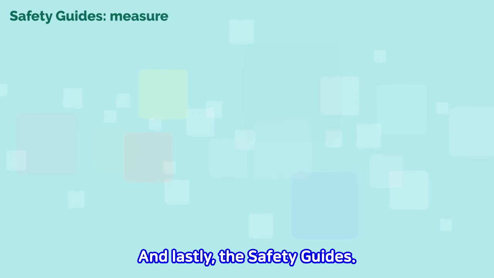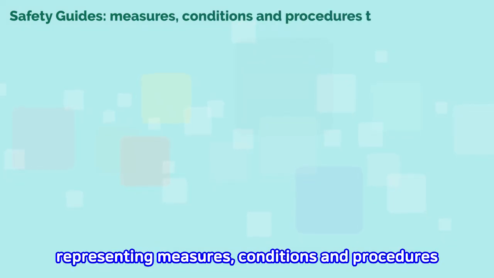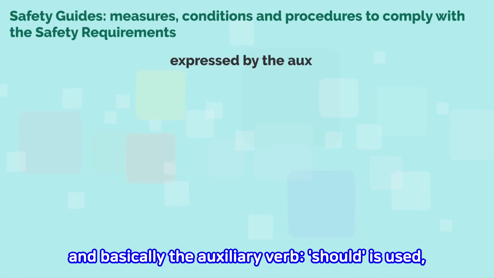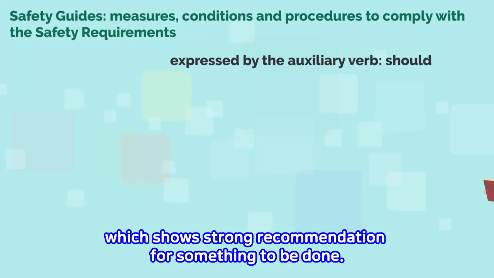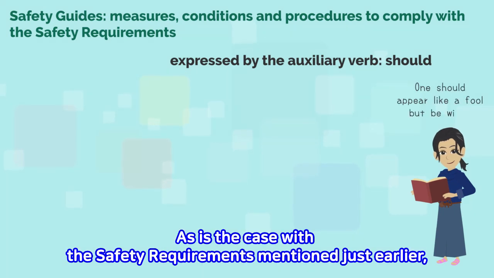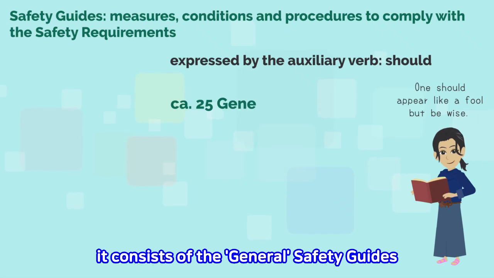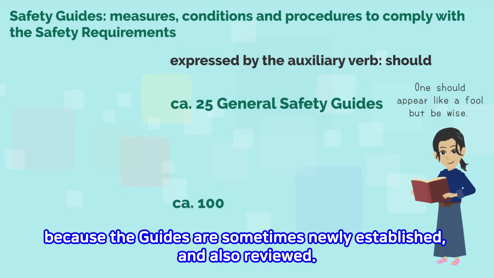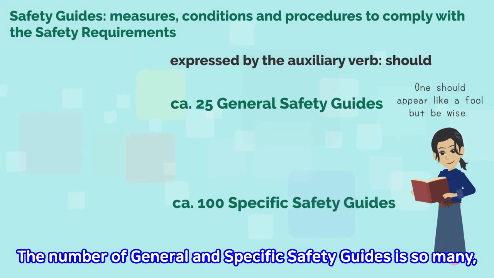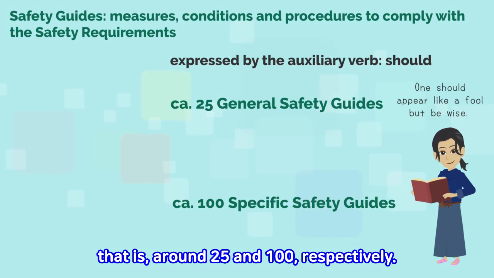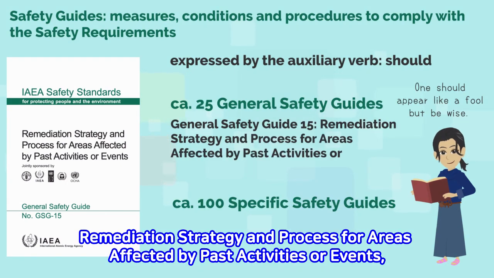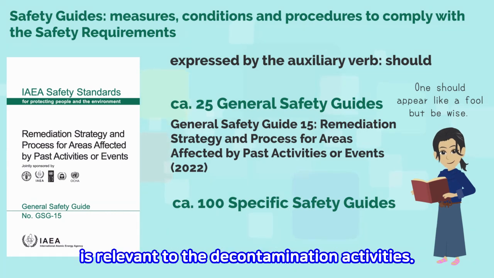And lastly, the safety guides. This is a set of documents representing measures, conditions, and procedures to comply with the safety requirements, which was touched upon just earlier, and basically the auxiliary verb, should, is used, which shows strong recommendation for something to be done. As is the case with the safety requirements mentioned just earlier, it consists of the general safety guides and the specific safety guides, but the number of the safety guides always changes, because the guides are sometimes newly established and also reviewed. The number of general and specific safety guides is so many, that is, around 25 and 100, respectively. For example, the General Safety Guide 15, Remediation Strategy and Process for Areas Affected by Past Activities or Events, is relevant to the decontamination activities.